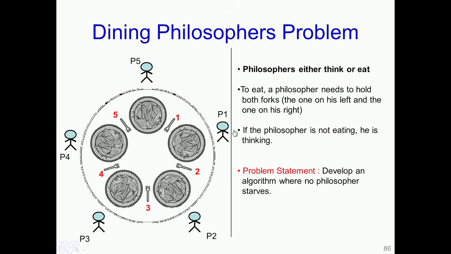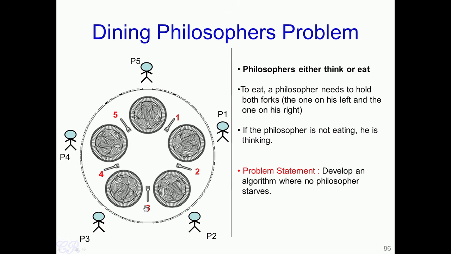In order to eat, a philosopher needs to hold both forks, that is, the fork on his left and the one on the right. For instance, if P1 wants to eat, then he needs to have fork 1 and fork 2. These are the two forks which are closest to him. Similarly, if P3 wants to eat, then forks 4 and 3 are required.